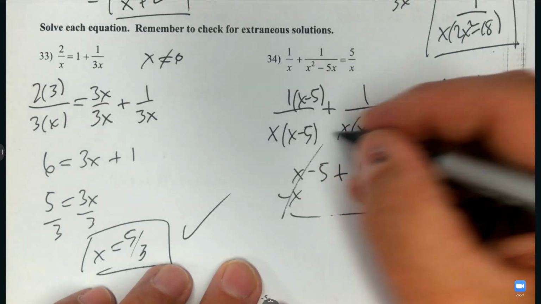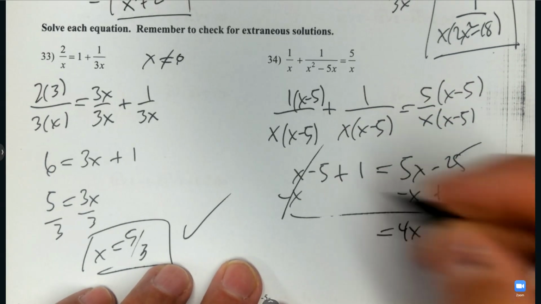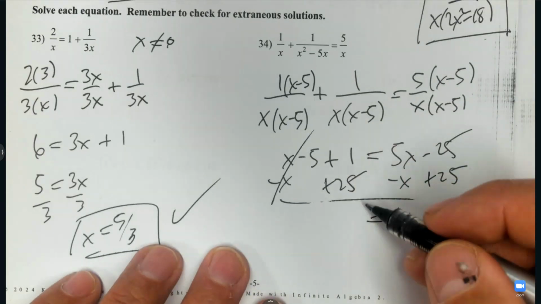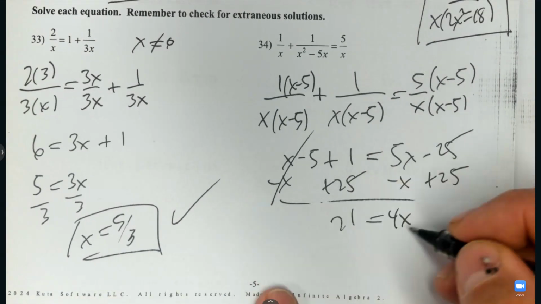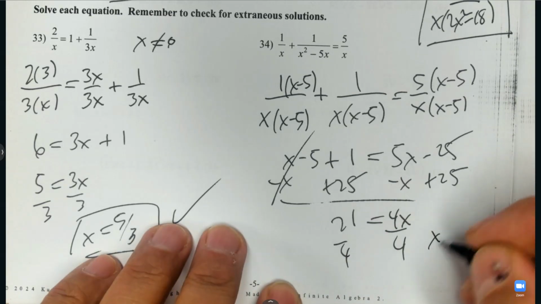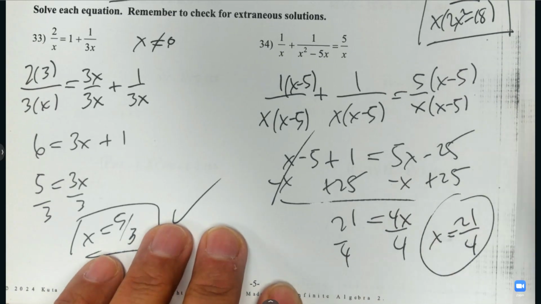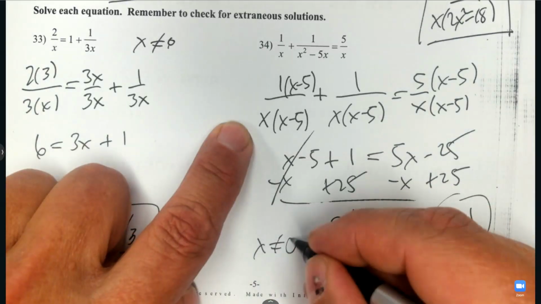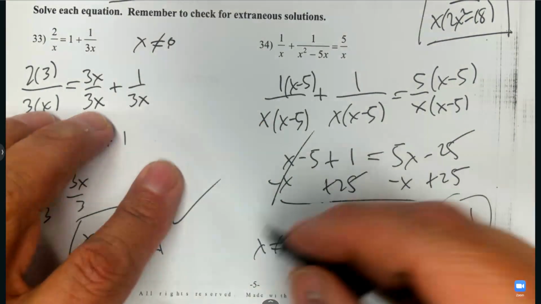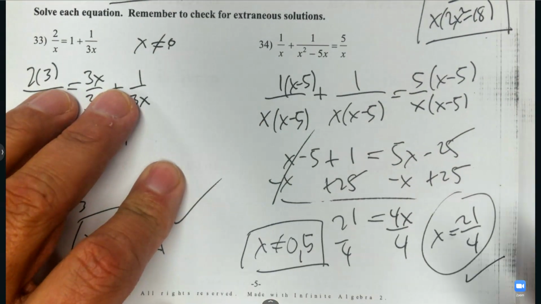I'm going to add 25. So all of these numbers are going to add. That 25 plus 1 is 26. Take away 5, that's 21. Then divide, and you have your answer. What were the two answers x cannot be here? So it cannot be 0, and it cannot be 5. So that is a good answer.